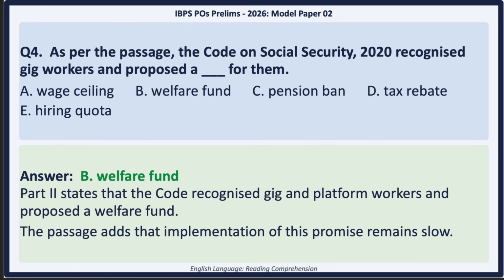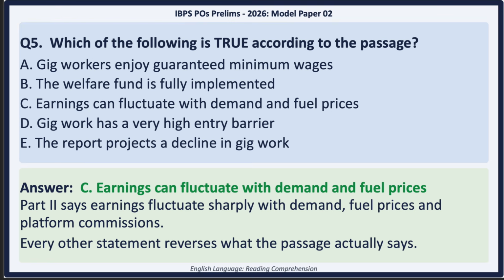Makes sense. Now, question 5 is a true-false evaluation. You have to identify the true statement among a list of logical-sounding claims about gig workers. This is where you rely on the facts presented. The correct choice is C. Earnings can fluctuate with demand and fuel prices. Because the text specifically complains about that, right? Exactly. All the other options, like guaranteed wages, are direct factual reversals of the passage's claims. So C is definitively correct.